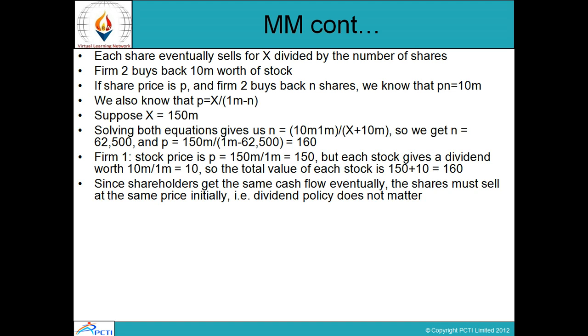Firm 1 stock price is P equals 150M over 1M, which is equal to 150. But each stock gives a dividend worth 10M over 1M, equal to 10. So the total value of each stock is 150 plus 10, which is equal to 160. Since shareholders get the same cash flow, eventually the shares must sell at the same price. That is, dividend policy does not matter.